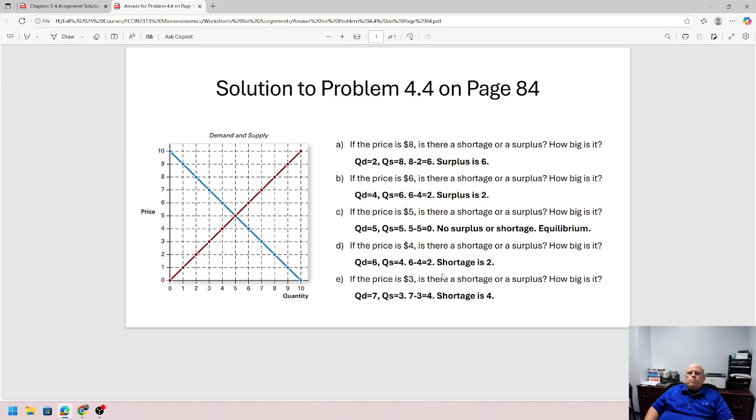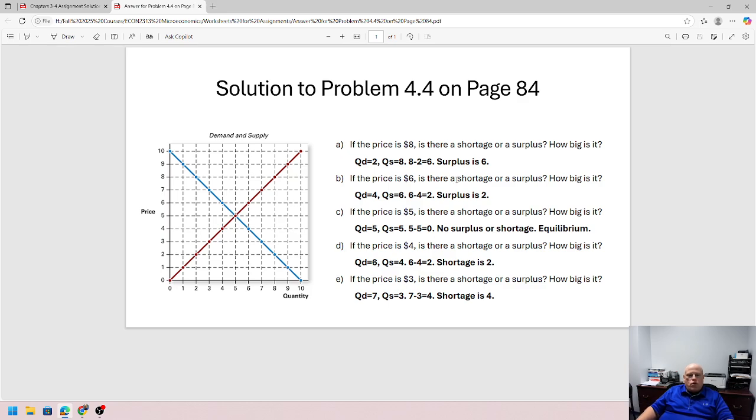But I did have that stipulated on the assignment, but on this one I was a little bit more flexible if you didn't show your calculations, simply because they were very, very simple calculations. All right, so on this one, it gave you a graph showing a demand curve and a supply curve, and at various prices, it wanted you to tell me whether there's a shortage or a surplus in the market and how big it is.